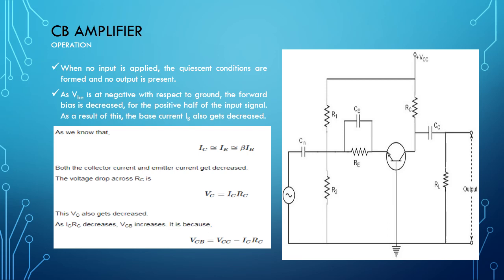And this common base amplifier offers very low input impedance and very high output impedance. It is mainly used at the input stage of the multi-stage amplifier.